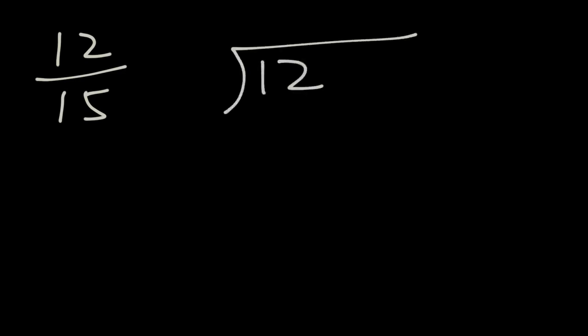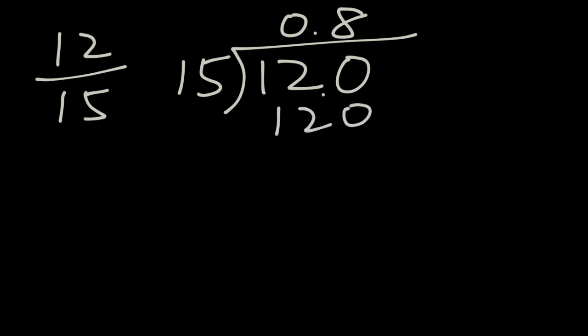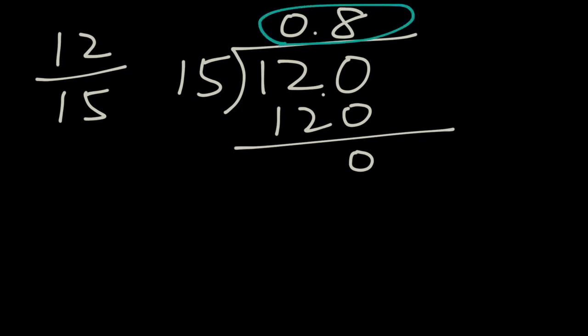Here is another example: 12 over 15. Okay, we have 12 divided by the denominator 15. And we're seeing the same situation where 12 is not big enough to go into 15, so put a 0. 120 divided by 15 is 8, and that just happens to do it. So 0.8 is the answer.